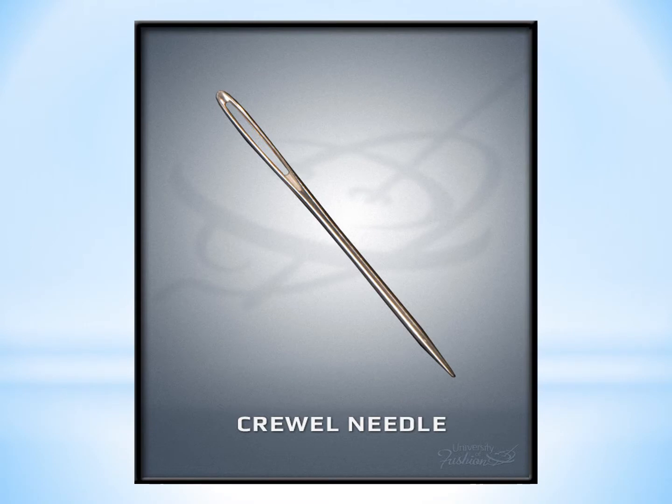Next is crewel needles. They have long narrow eyes with a very sharp point. They are of medium length. This is usually what we use as normal embroidery needles. They come in sizes 1 to 10.